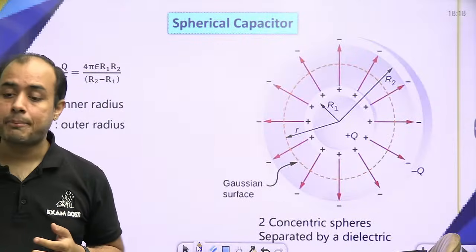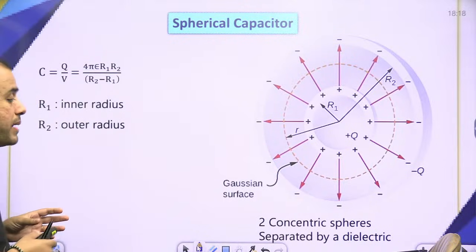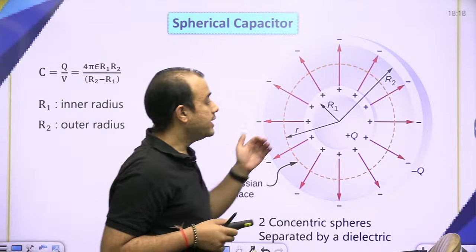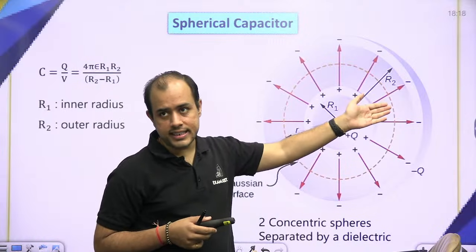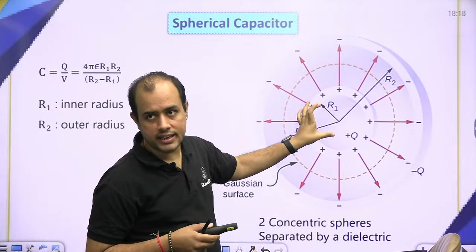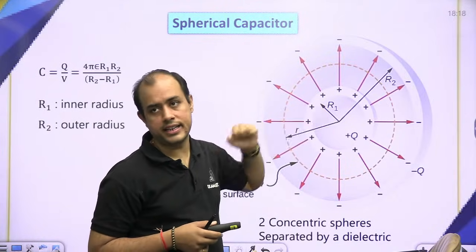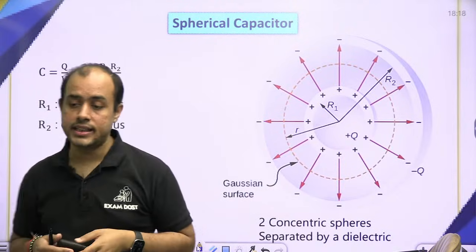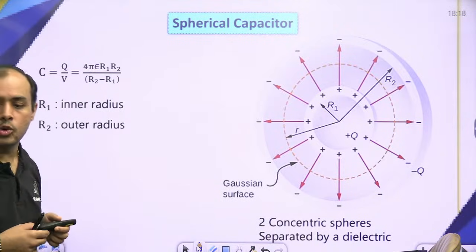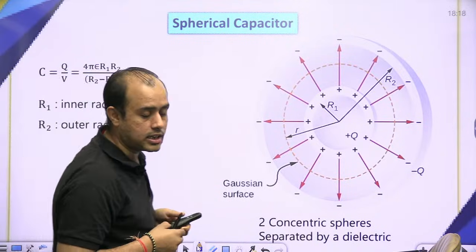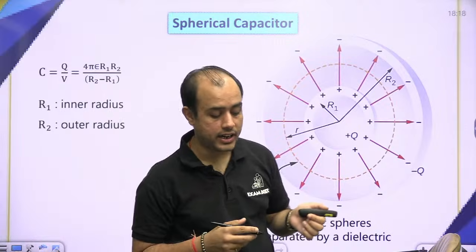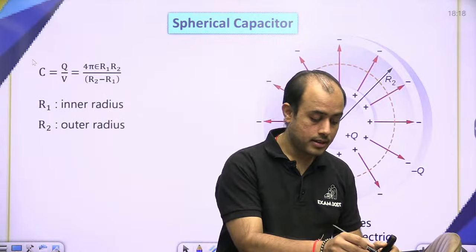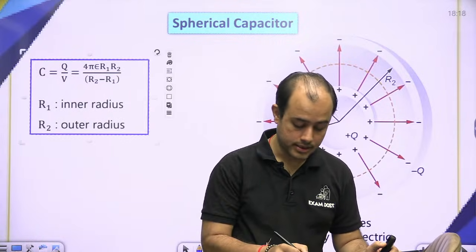Now the spherical capacitor. In the spherical capacitor we have two equal and oppositely charged spheres, one having a radius r1, the other having a radius r2. r1 is the inner radius, r2 is the outer radius. The capacitance is 4 pi epsilon r1 r2 by (r2 minus r1). Okay? So that is the spherical capacitor.